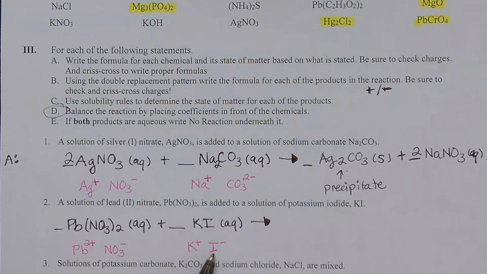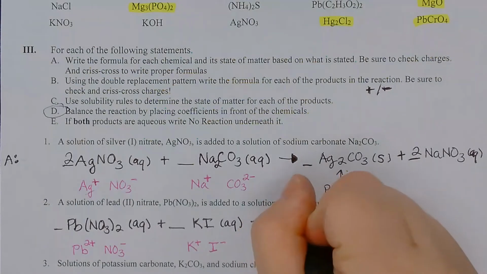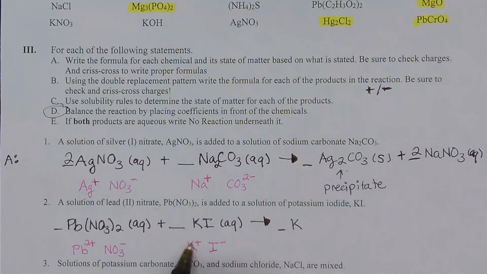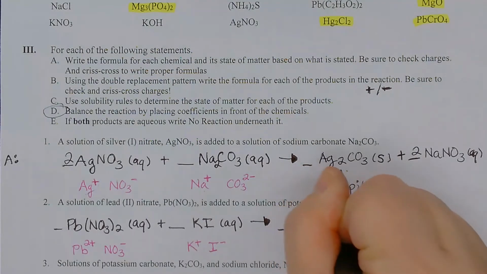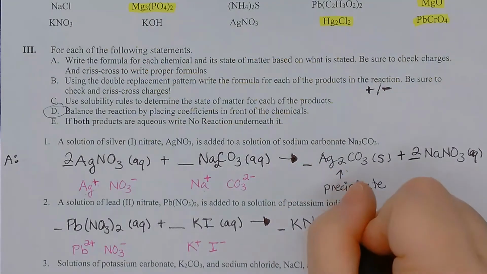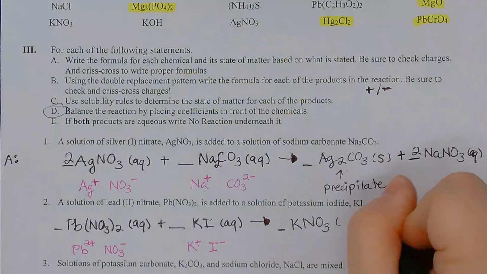So potassium is already with iodine. We want to do it with the other negative ion. So potassium and nitrate. Remember, your positive comes first. So potassium comes first. This is a +1 and a -1, so we don't need to crisscross. So KNO3 is our chemical. And then we write its state of matter. We'll get to that part.